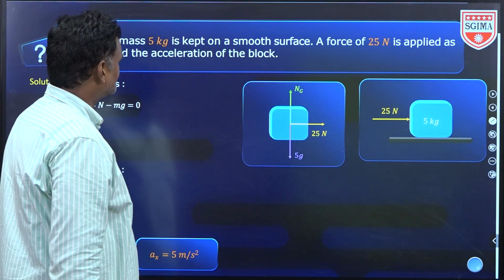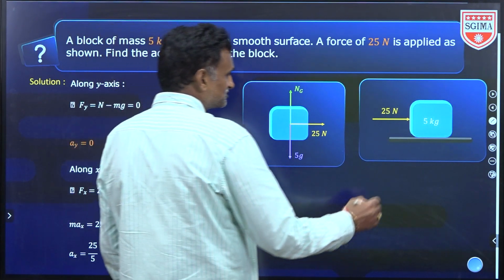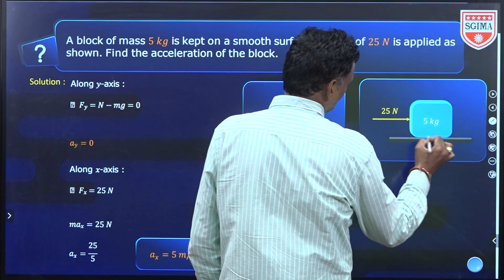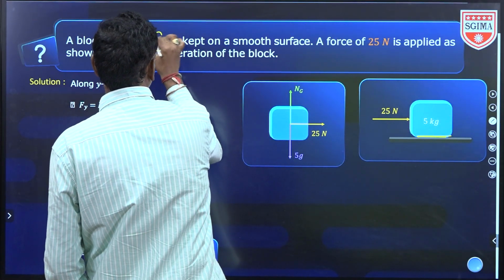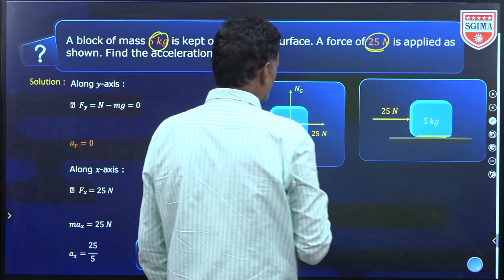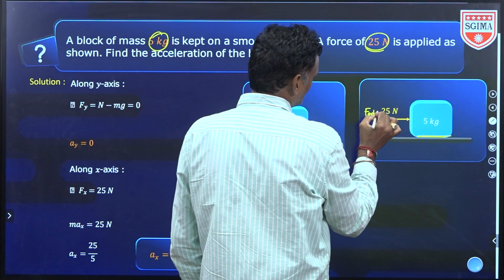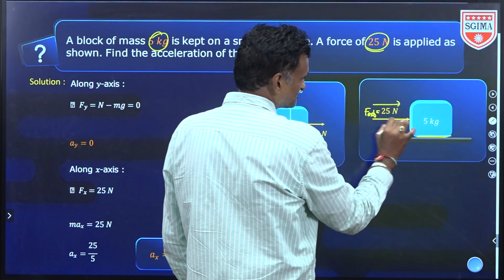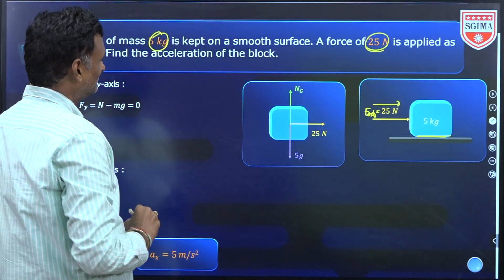A block of mass 5 kg is kept on a smooth surface. So this is the smooth surface, as given in the question. Whose mass is 5 kg. Next, a force of 25 Newton is applied as shown. So this is the external force exerting on the body on the right side, as shown by the arrow mark. Then find the acceleration of the block.